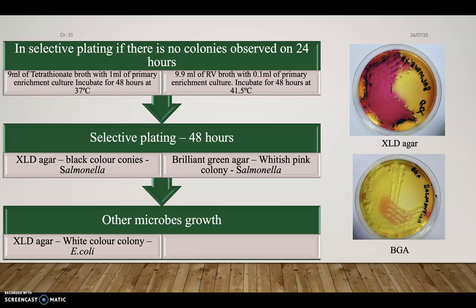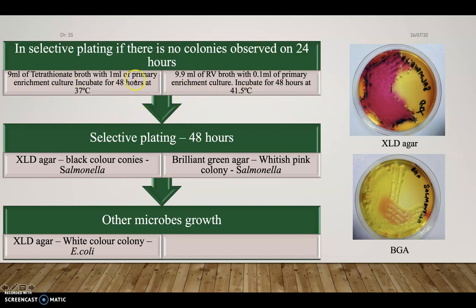In case no colonies are observed at 24 hours, we again go for the secondary enrichment culture. We take 1 ml of the primary enrichment culture and add it to 9 ml of tetrathionate broth and incubate for 48 hours at 37 degrees Celsius. In the same way, 0.1 ml of primary enrichment culture is inoculated into 9.9 ml of RV broth and incubated for 48 hours at 41.5 degrees Celsius. Then we go for the selective plating.